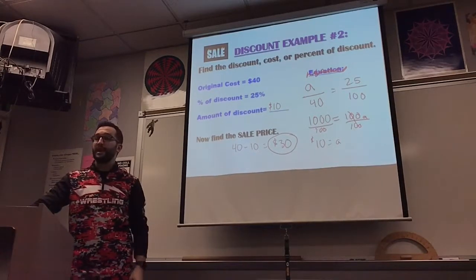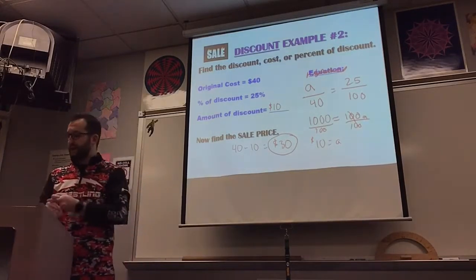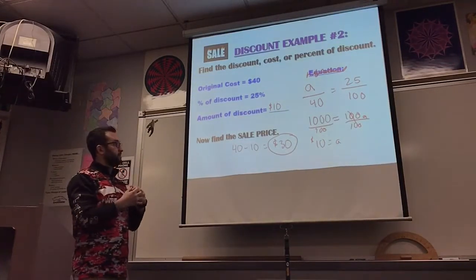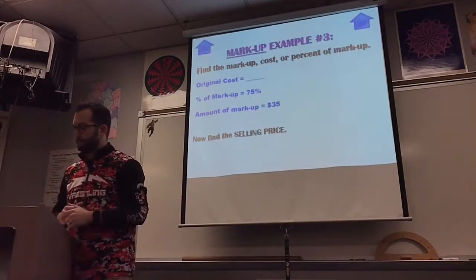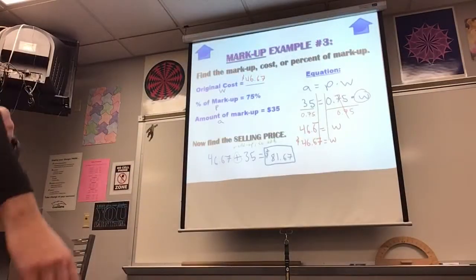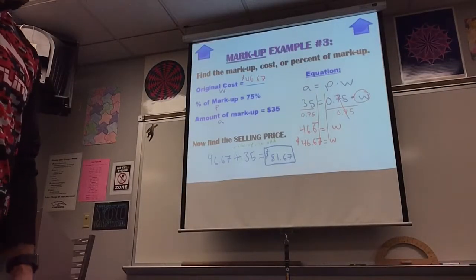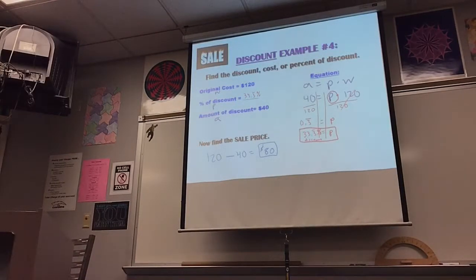All right, there are two problems down there. I want you to work through them with your partner. One is a markup and one is a discount. I want you to find first the thing you're looking for, and then find the selling price or the sale price. All right? You can pause this video, try them. This is example 3. Check your work. The reality is here, we have to make sure that you decide what A, P, and W represent.